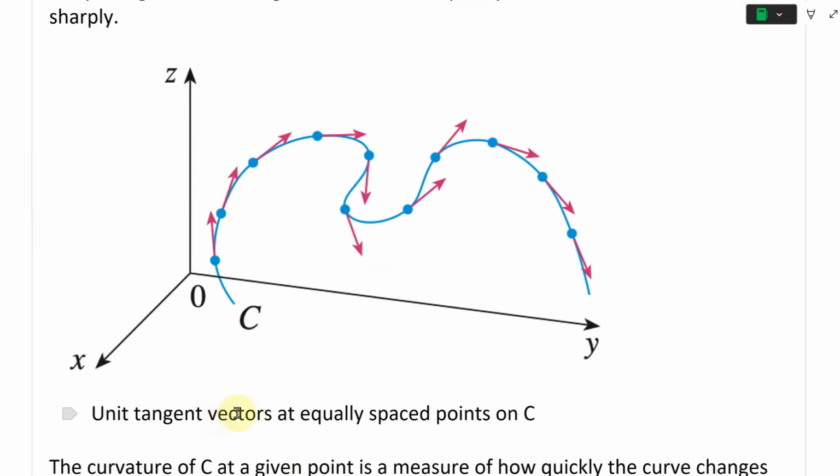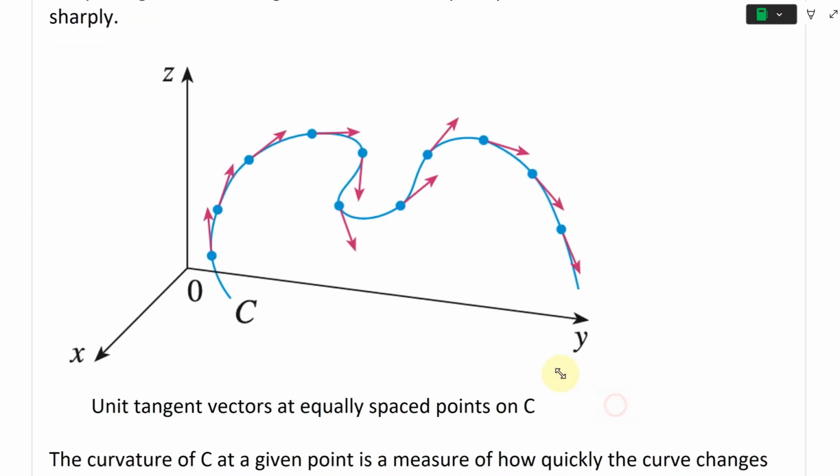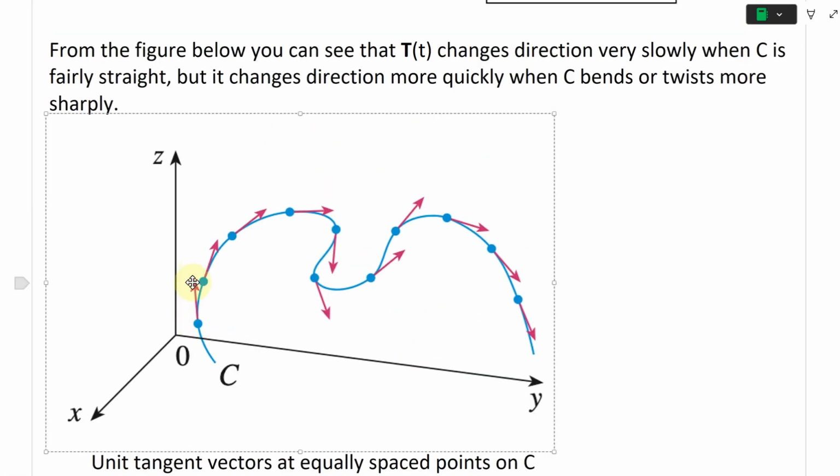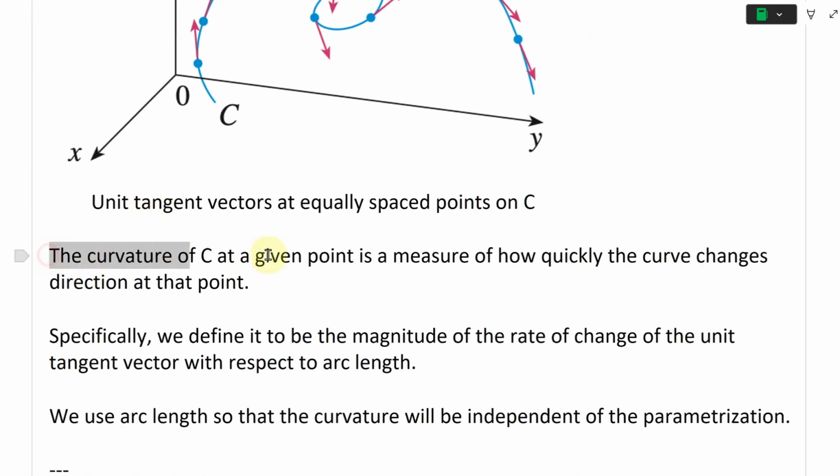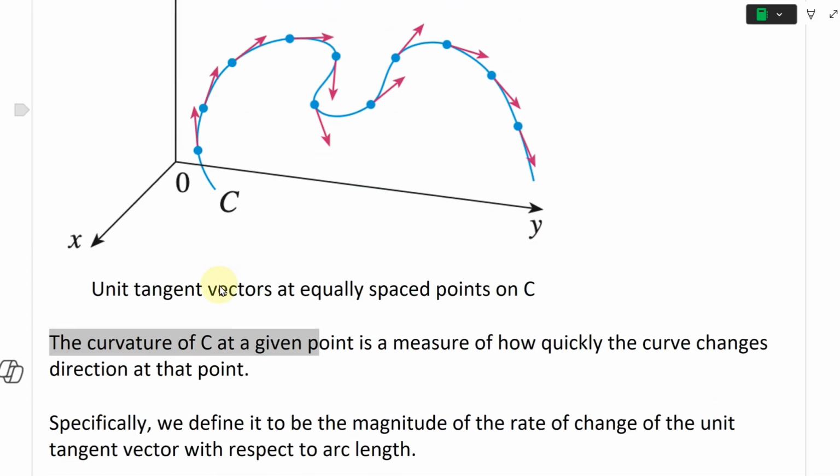So it's the unit tangent vectors at equally spaced points on C. These are equally spaced points there, and that's how it looks. There are the unit tangent vectors. And now, the curvature of C at a given point is a measure of how quickly the curve changes direction at that point. So that's going to be on the curvature.